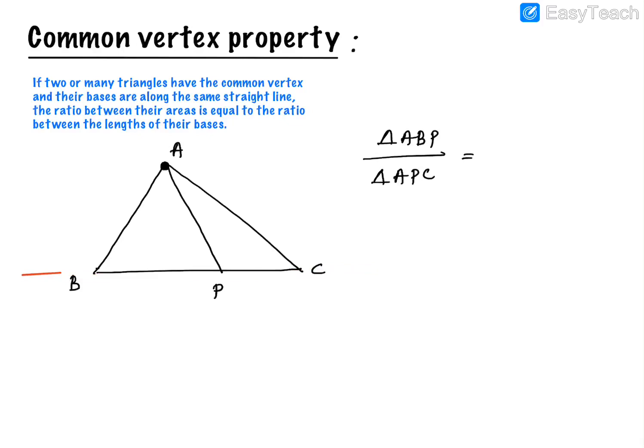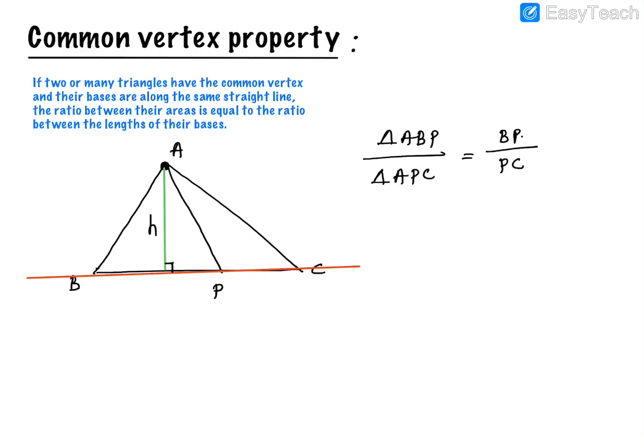Got it? So if two triangles have a common vertex, which is vertex A out here, and if their bases, that is BP and PC, are lying in a straight line, then the areas are proportional to the corresponding bases. What is the base of triangle ABP? It will be BP. What will be the base of triangle APC? It will be PC. Also, they both share the same height because the vertex is the same.